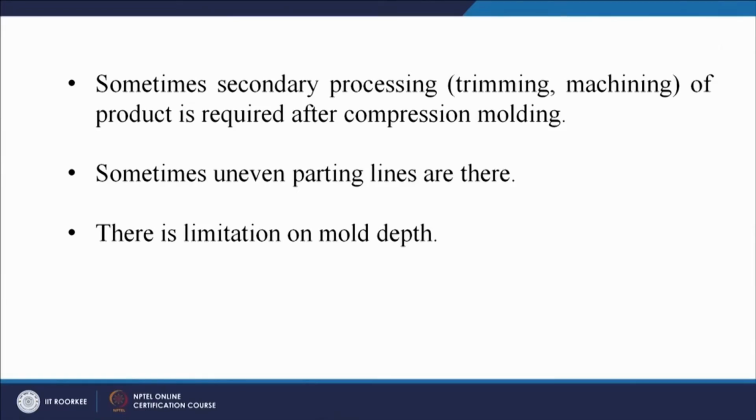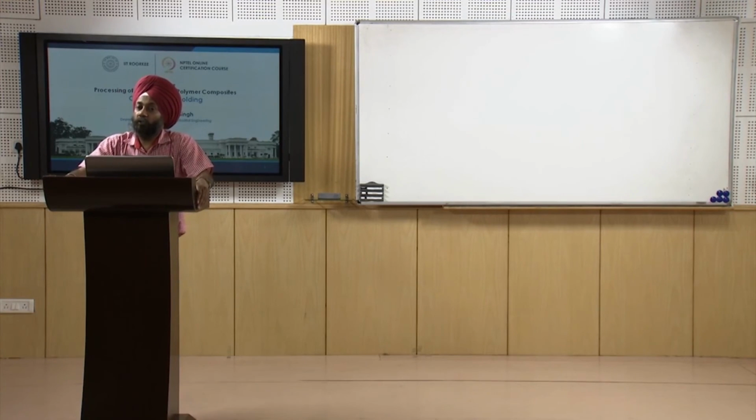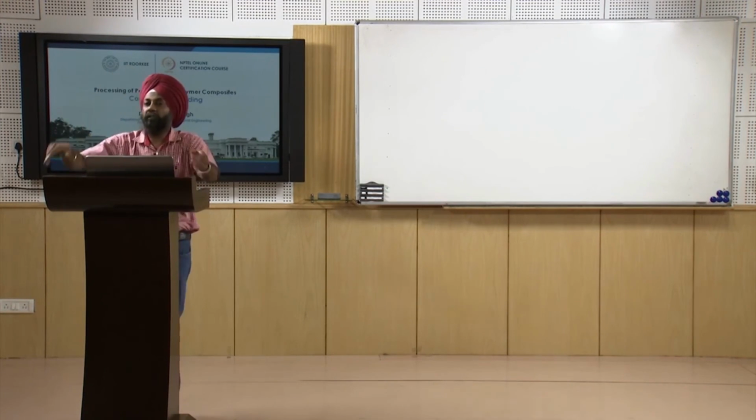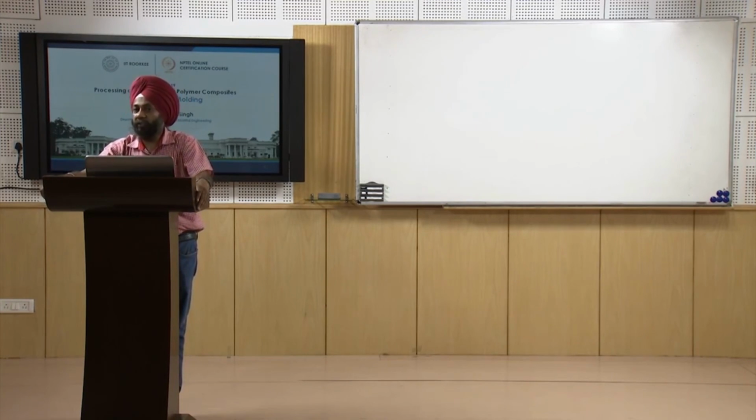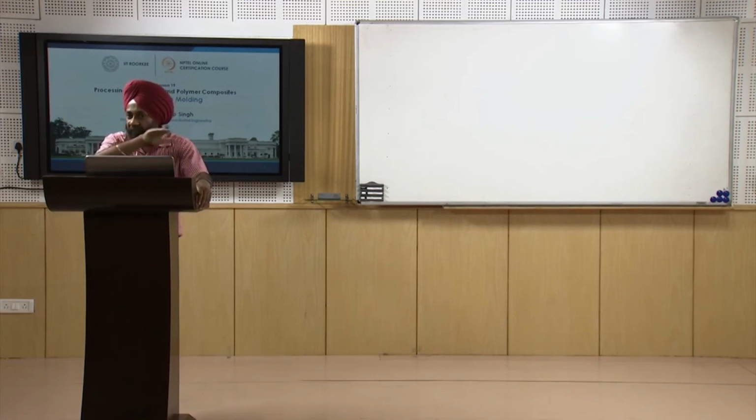There is a limitation on the mold depth. In order to have uniform properties, a uniform distribution of properties across the thickness of the product, we cannot go for a very large depth in the case of compression molded parts. So usually products like trays and flat products are made by the compression molding process, so the depth is limited.